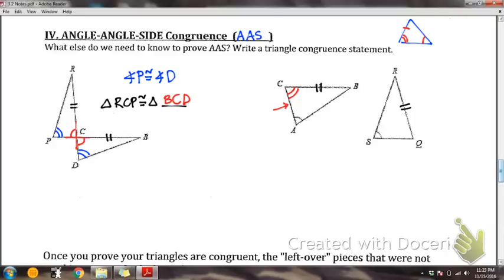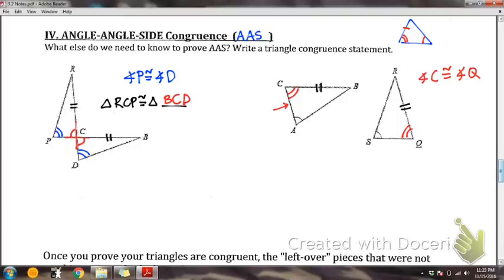So let's use angle C, and I think the one that's going to correspond with that is going to be angle Q. So the additional information that we would need is that angle C is congruent to angle Q.